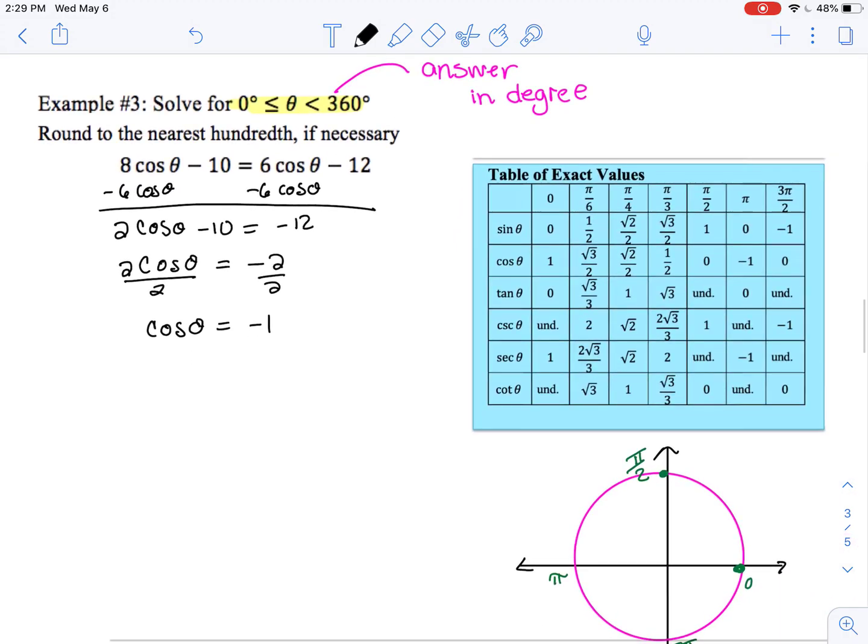So if I go over to my chart, I'm going to check and I go to the cosine row. And so when does cosine equal negative 1? That happens at pi. Okay, so if that happens at pi, we need to think about this. This is a special case.